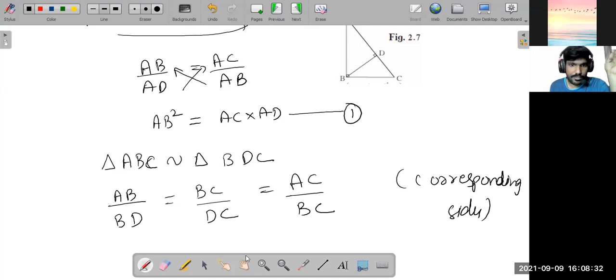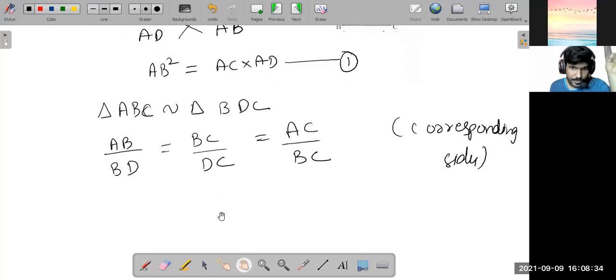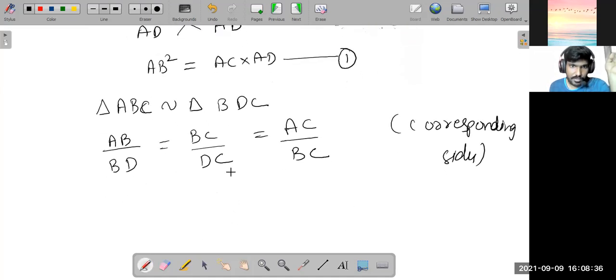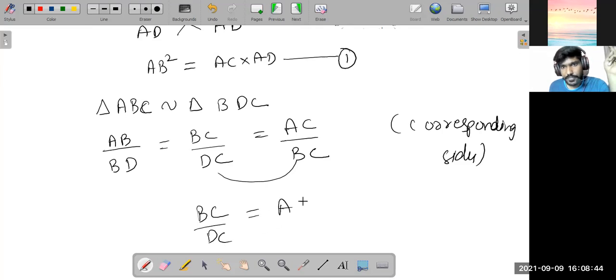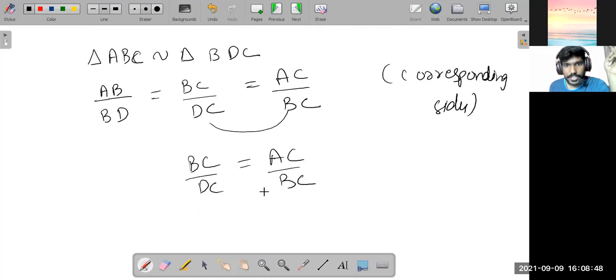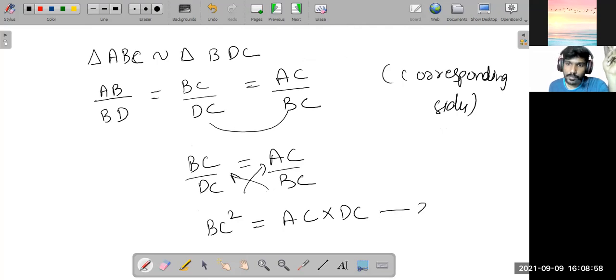From here we require the second and third one. So we'll just take BC upon DC is equal to AC upon BC. Do cross multiplication here like this. So here you have BC into BC, that will be BC square, and on the right hand side will be AC into DC. This you number as equation 2.